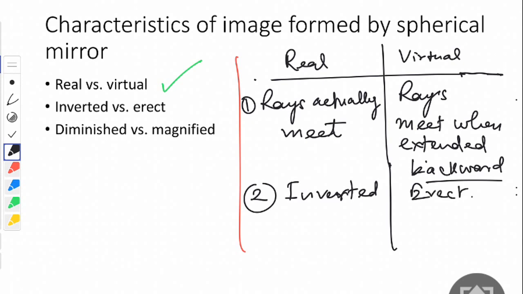Okay, and diminished and magnified does not depend upon real or virtual. Both real and virtual images can be either diminished or magnified. Diminished means the image is smaller than the object, and magnified means the image is bigger than the object. So we will get to see all that.